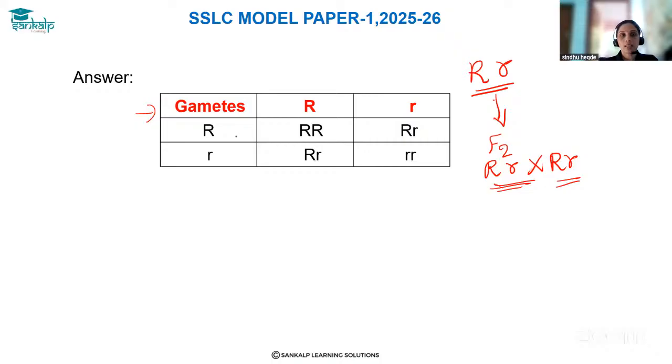So gametes are capital R and small r, here capital R and small r. So it forms capital R and capital R, dominant, right? Then with this capital R and small r, it forms capital R and small r. This is also considered as dominant. Even if there is one capital letter, we say it is dominant. But we have to differentiate homozygous dominant and heterozygous dominant. But still these two are the dominants.